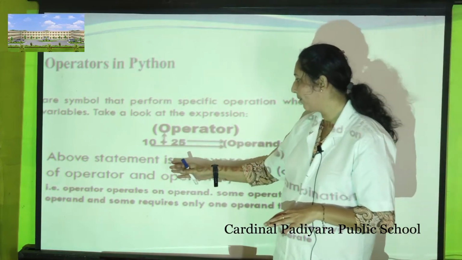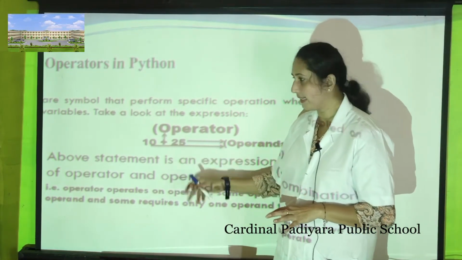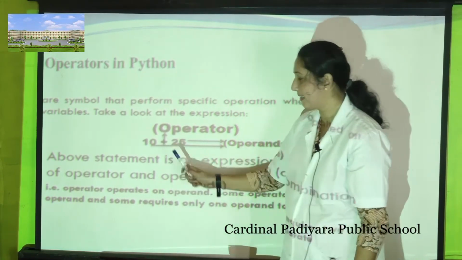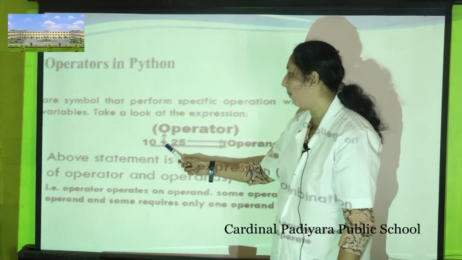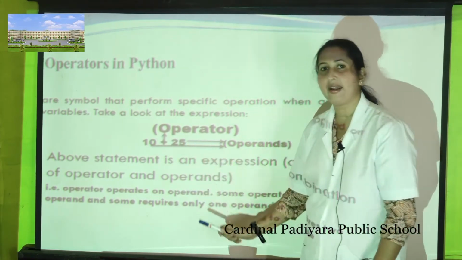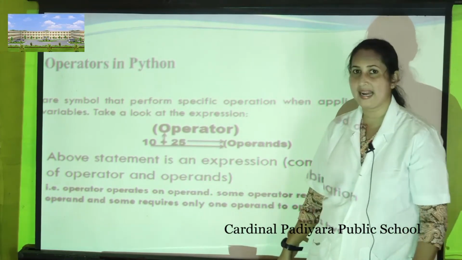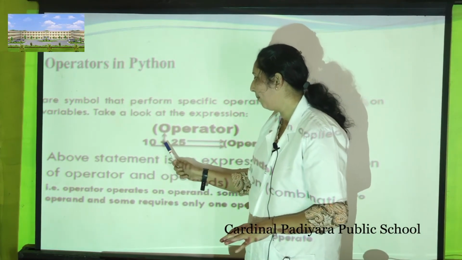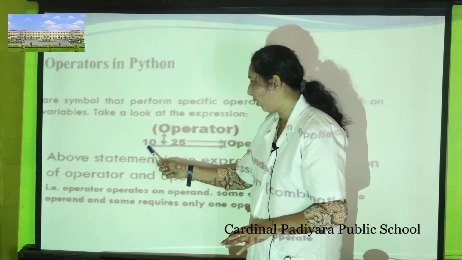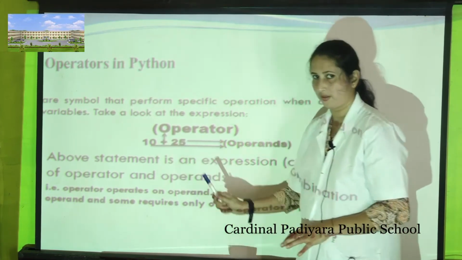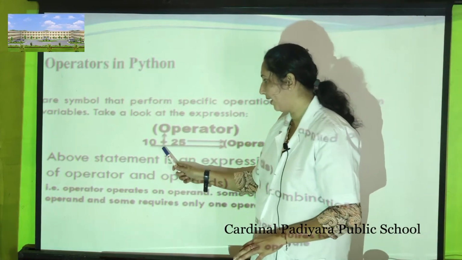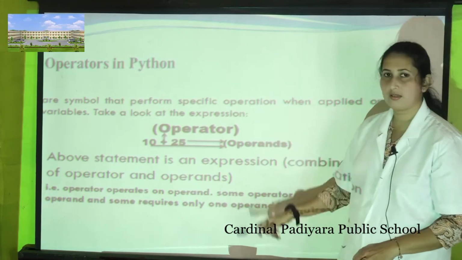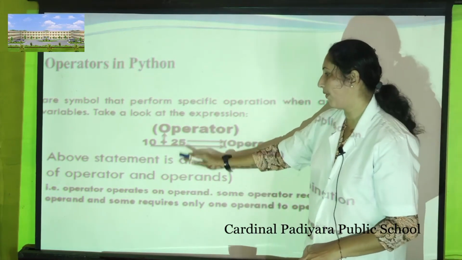Here we can see 10 plus 25. Plus is the operator here. This is an arithmetic operator. These 10 and 25 are considered as operands. So operand, operator, operand: plus is the operator, and 10 and 25 are considered as operands.